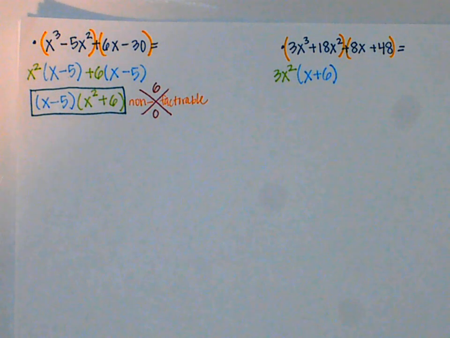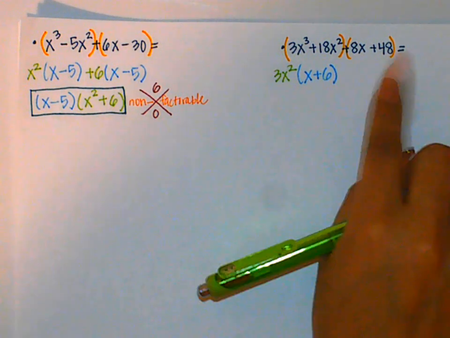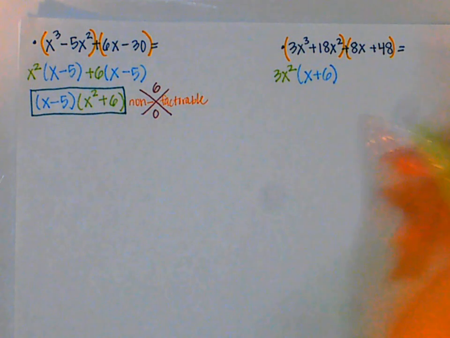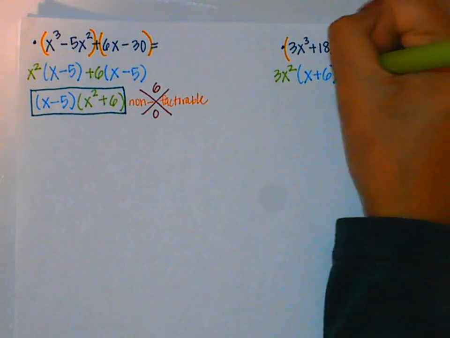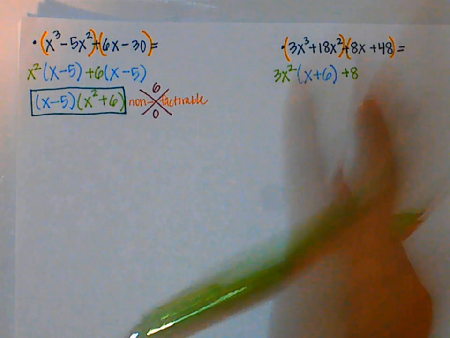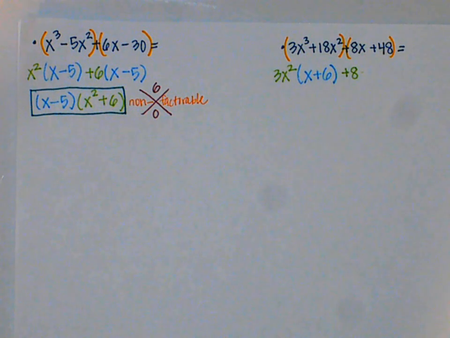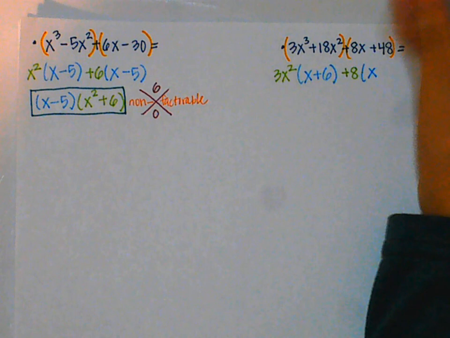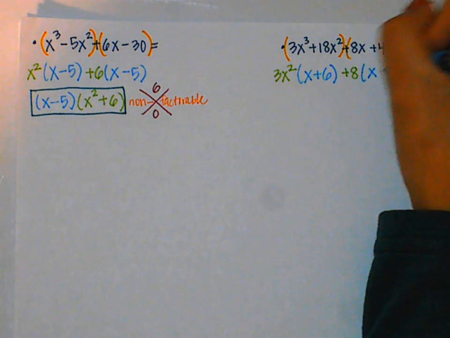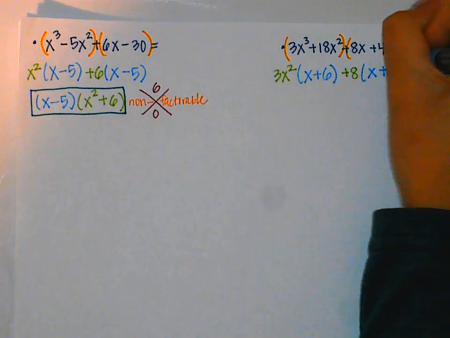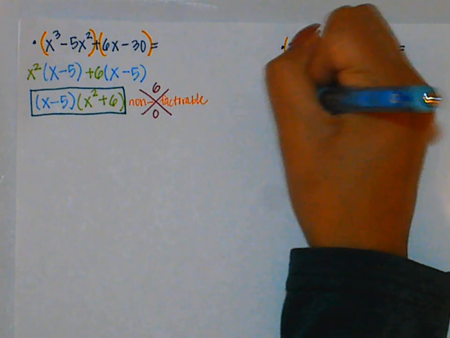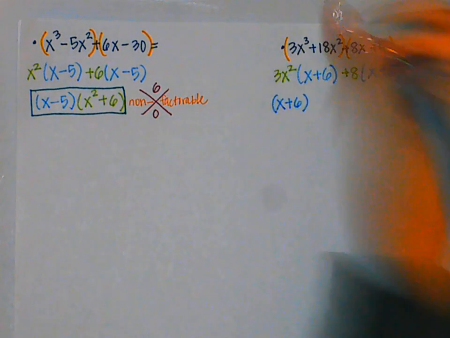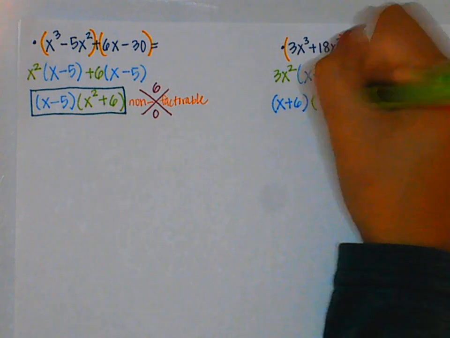Now I keep in mind that I want this plus 6 on the other side also. So here, what do these have in common? I can pull out an 8, but remember that you want that sign also because you're going to end up combining these two. And 8x divided by 8 is x, and then 48 divided by 8 gives me that plus 6. So I drop down what they have in common, and I combine what is left over.